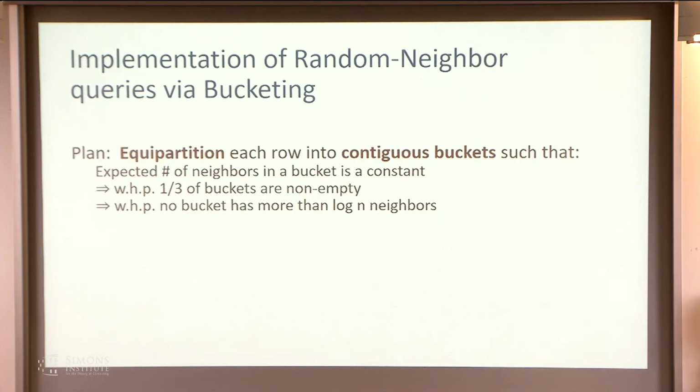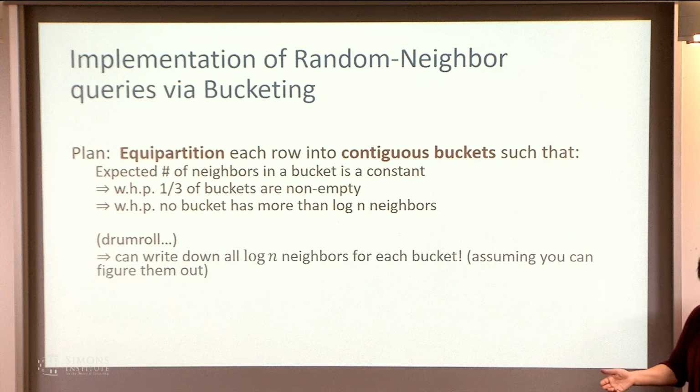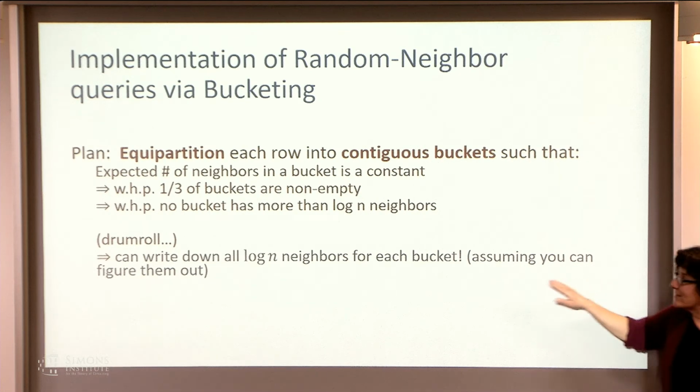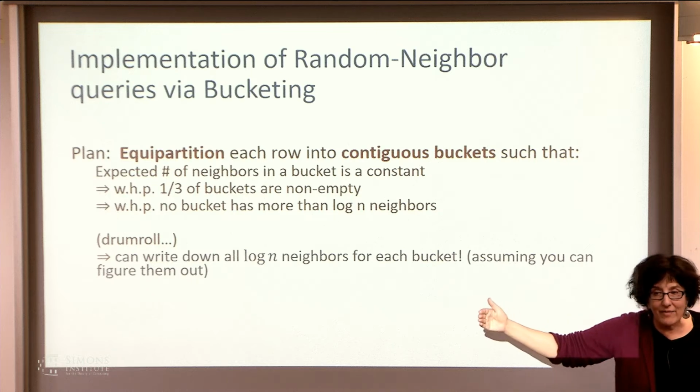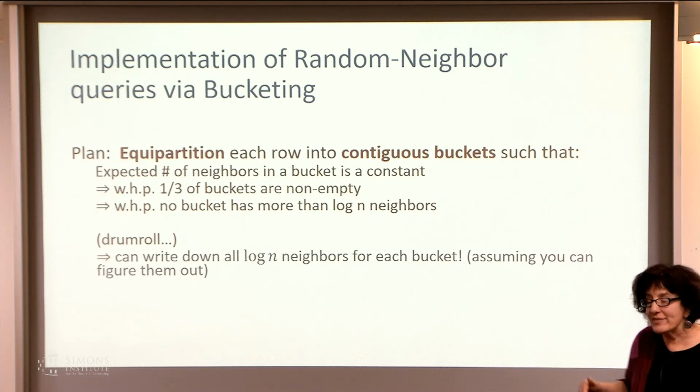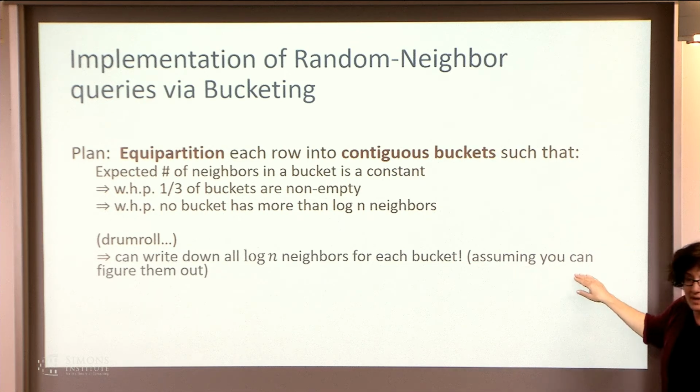The idea here is going to be to equipartition each row into contiguous buckets, and we're going to pick the sizes of these buckets so that the expected number of neighbors in each bucket is a constant. With high probability, we're going to pick it so that most of these buckets are non-empty, and furthermore, no bucket has more than logarithmically many neighbors. Can we do this? Drum roll. Yes. If we can do this, then instead of keeping track of all of the zeros and ones in the bucket, all we have to do is write down the logarithmically many neighbors in each bucket. So I only need log information per bucket to write down.